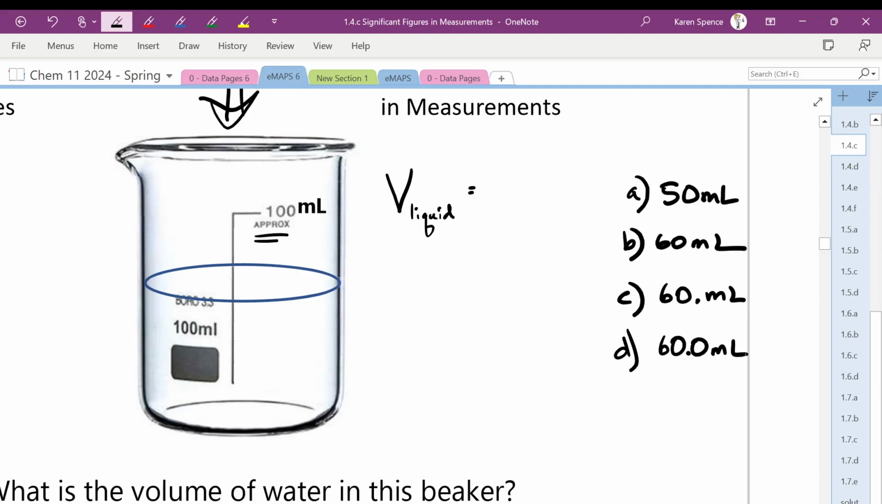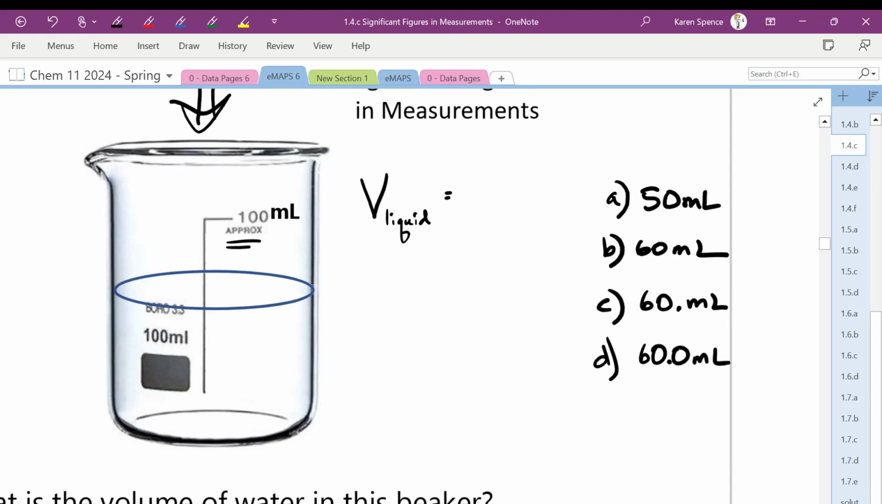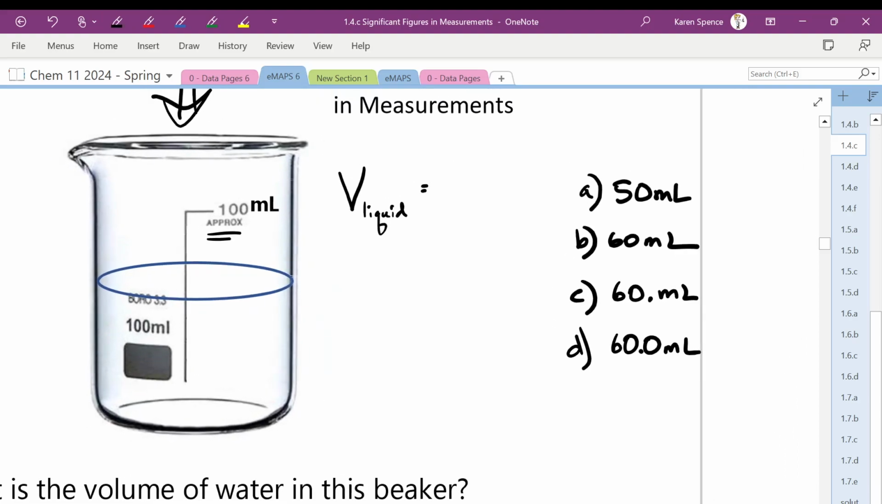Okay, I'm going to give you some options for this one. Is this volume here 50 milliliters, 60 milliliters, 60 with a decimal milliliters, or 60.0 milliliters? You get to choose A, B, C, or D, but take a moment to discuss with your partner before you commit to voting. And there might be more than one answer.